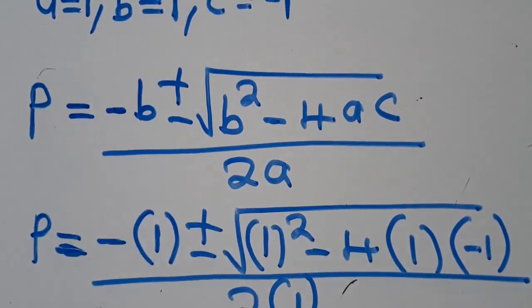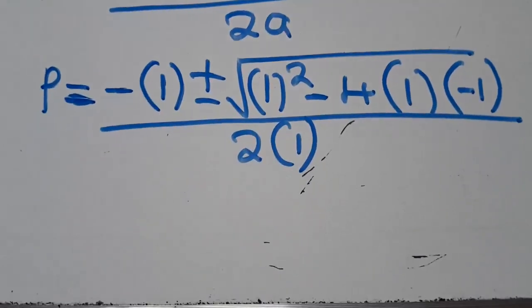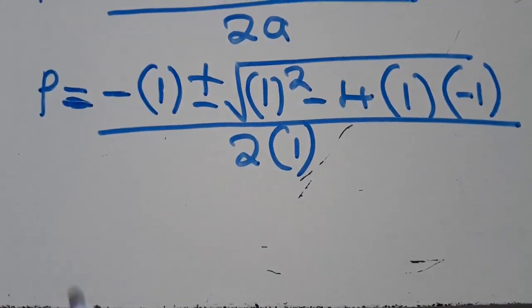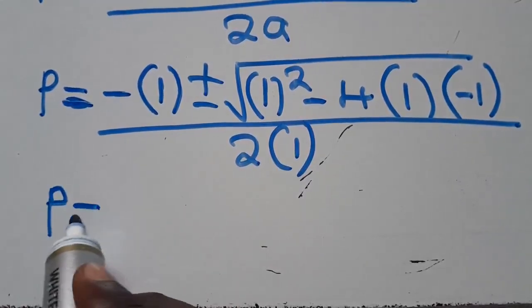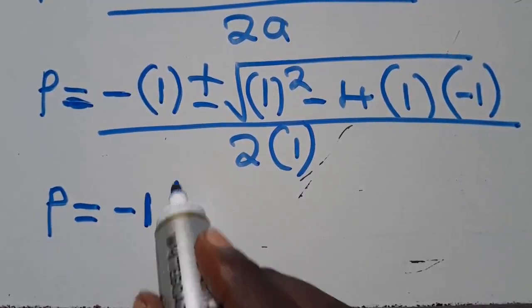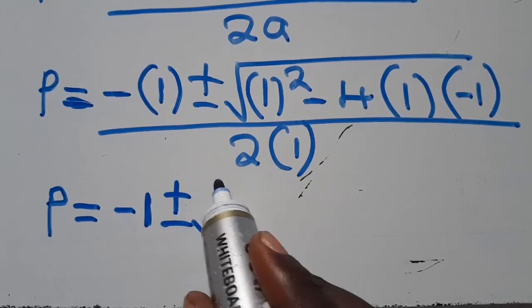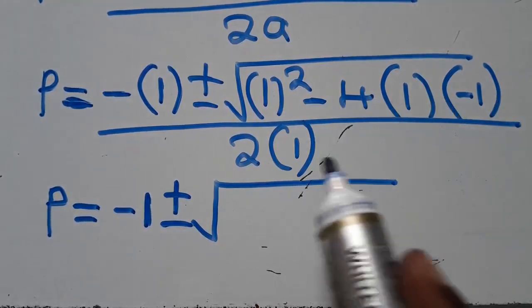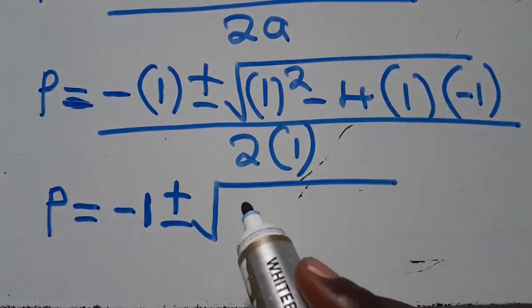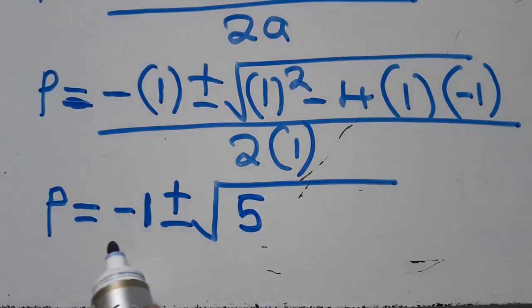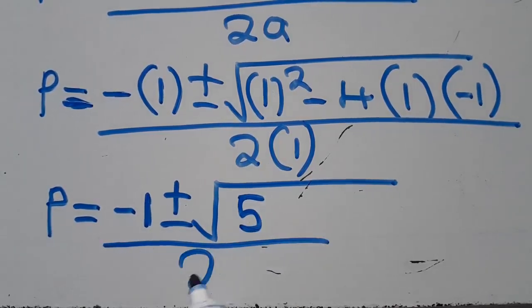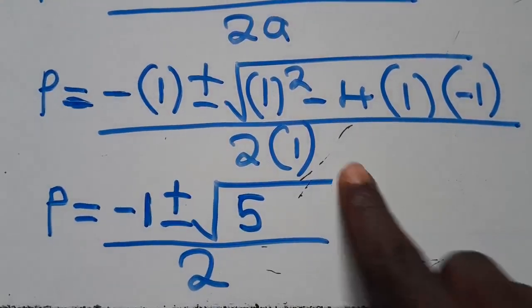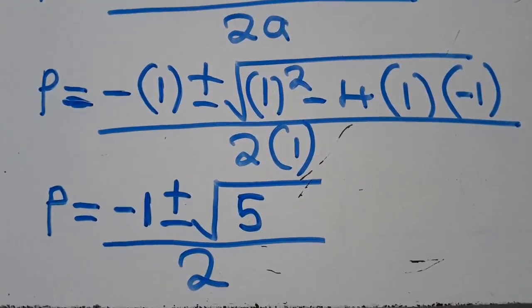After you do this, you proceed where you say P is equal to negative 1 plus or minus the square root of 5, over 2. If you type everything on your calculator, you're going to get that. It should be like this. So this is how you need to answer that question.